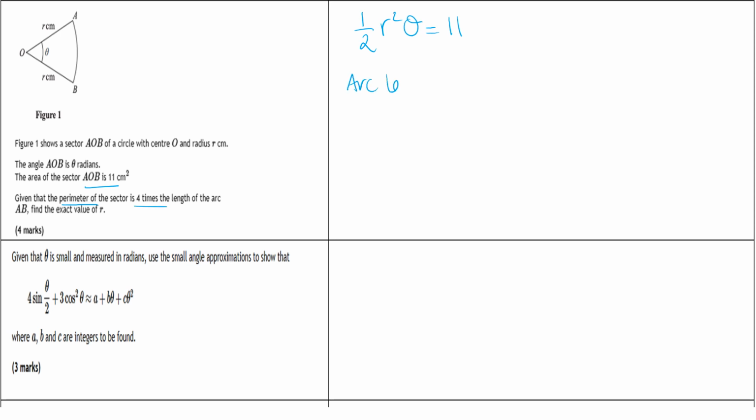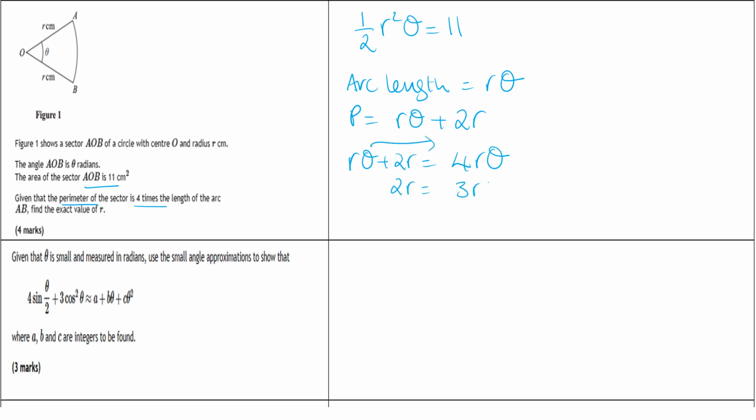So arc length when you're in radians is equal to r theta, and the perimeter is going to be that arc length plus 2 r's. Now we're told that the arc length times 4 is equal to the perimeter, so r theta plus 2r, which is the perimeter, is equal to 4r theta. Now if we just tidy up, if we take that r theta to the other side, 2r is equal to 3r theta.